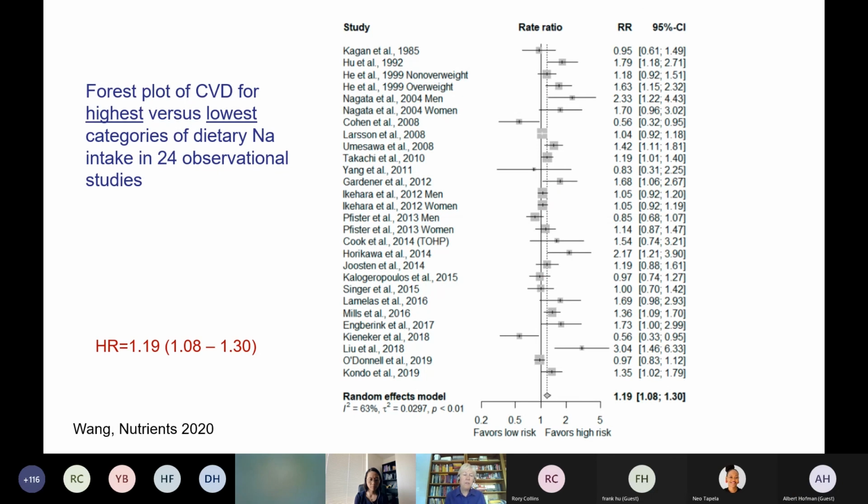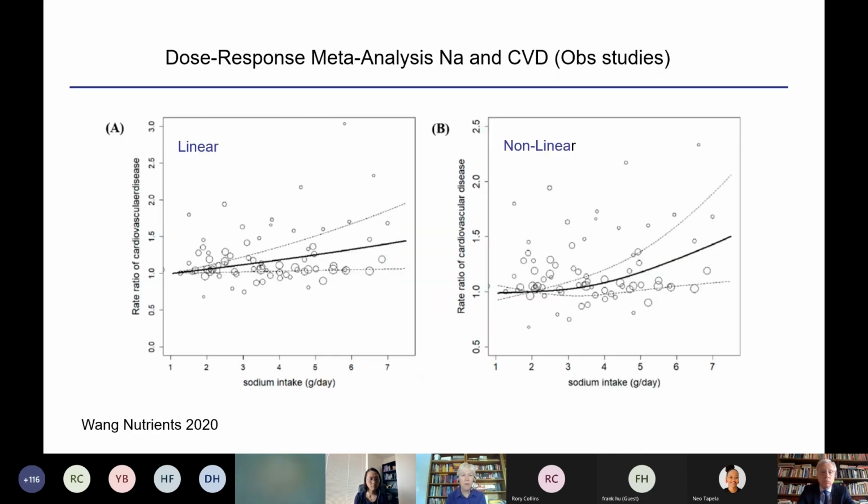This is a recent meta-analysis looking at various observational studies, comparing the highest versus the lowest categories, however they were defined in each individual study. And this found a hazard ratio of 1.19 comparing these two categories for cardiovascular disease. In addition, they looked at the dose response. They first measured it as a linear association and found an increase, and they also looked at a nonlinear relationship. And in here again, they found no J-shaped curve, but an increasing risk over levels of sodium intake.